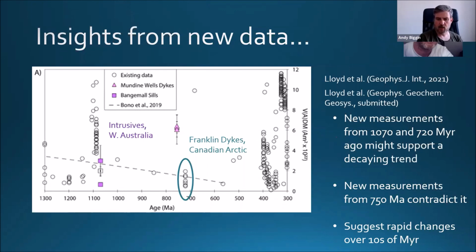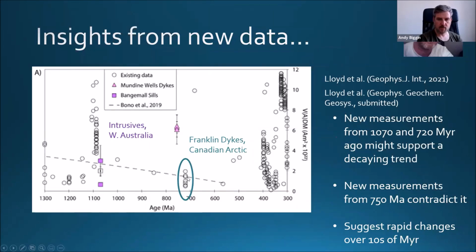here, one in GGI this year, from the Franklin dikes in the Canadian Arctic, so 720 million years old, and these gave weak paleointensities. Okay, and these sit quite nicely on this dashed line here, which is the thermal model that I showed you from Bono et al. So that all looked good.